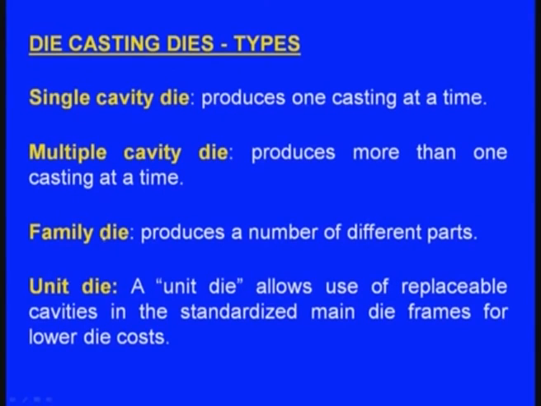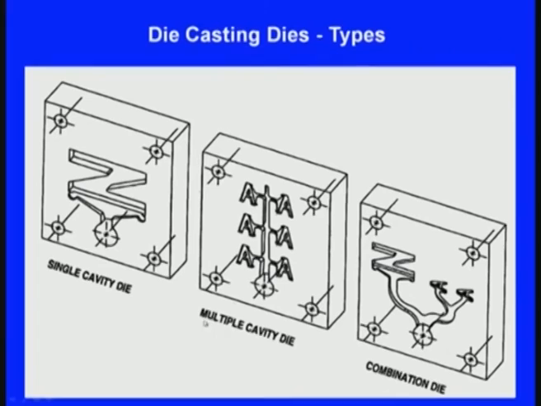So, that is the family die. Next one, unit die. A unit die allows use of replaceable cavities in the standardized main die frame for lower die costs. And here we can see this is the single cavity die, which means this is the shape of the cast component. Only one component can be produced at a time. So, that is the single cavity die.